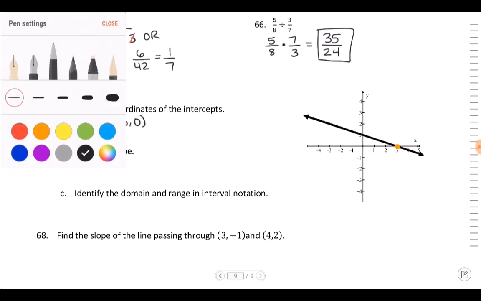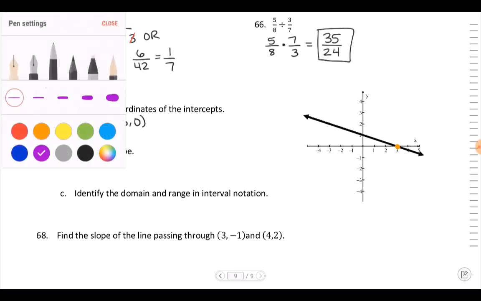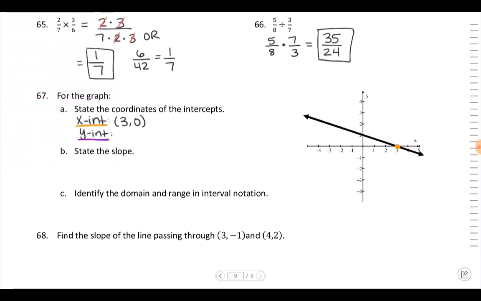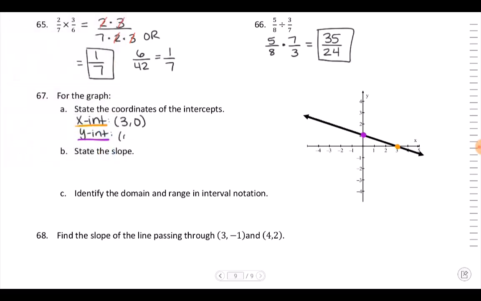Okay. Now for your y-intercept, this is where it crosses the y-axis, and at that point, that's where x is 0 and your y-coordinate is 1. All right, state the slope. Well, now that we know the intercepts, we can actually find the slope between those 2 points.